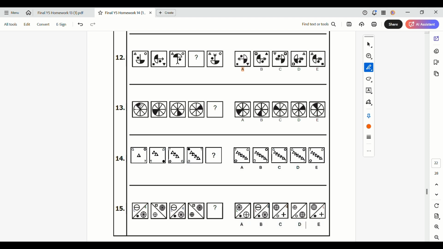Question 13. Okay, so just moving. So it's skipping one slot and then moving to the next. Each time it's moving anti-clockwise. So from here, it's going to skip this and then move up to this top shape, which is option E.